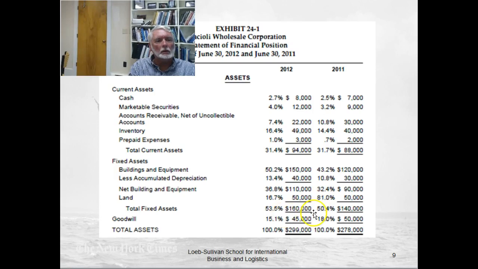There's an error there. And then I just took it from the textbook, not my error, somebody else's error. Total fixed assets are a little bit higher, so that might be something to look at. And goodwill has dropped a little bit. So we've written down some goodwill, maybe, I don't know. So those are things to look at from a common sized balance sheet.